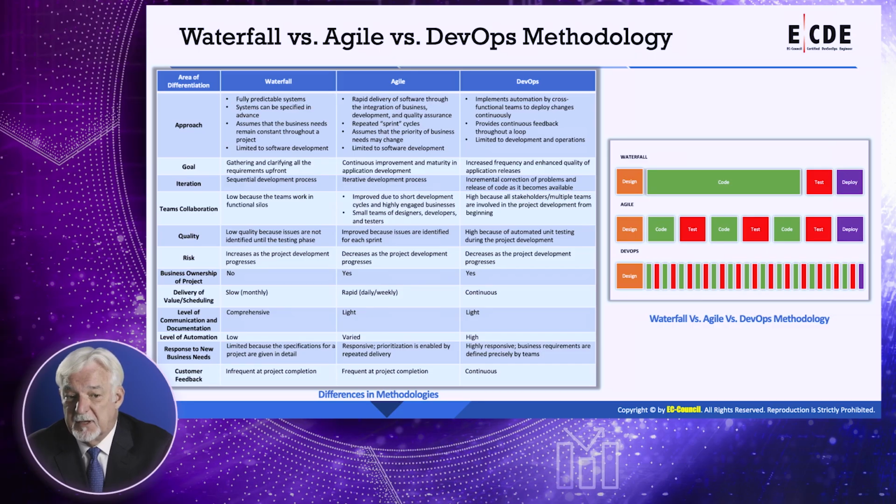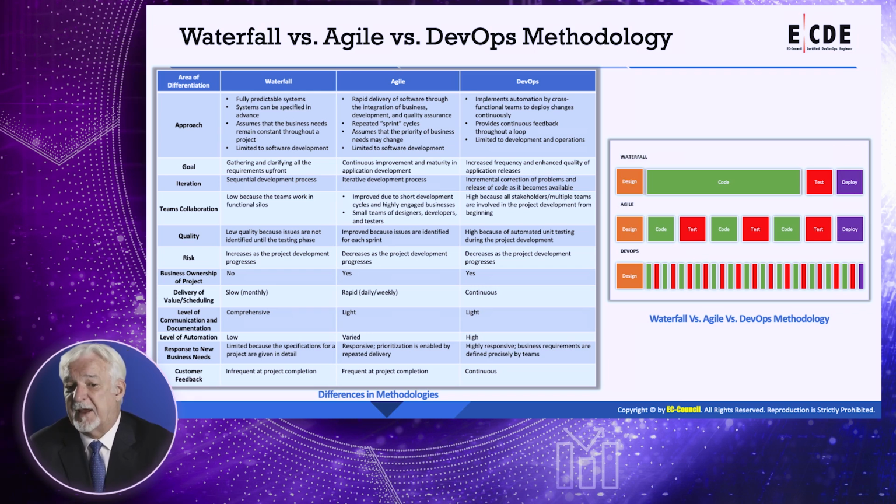Response to new business needs is relatively low with waterfall because requirements are baked up front. Agile is a little bit more responsive. These sprints or development cycles enable some changes, but again, it's kind of a do-over event compared to something like DevOps, where it's highly responsive.